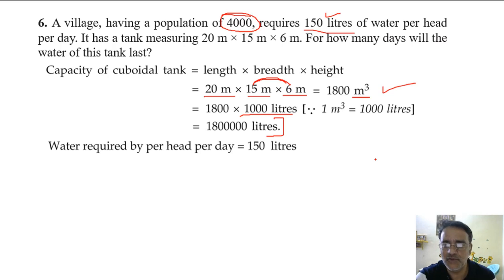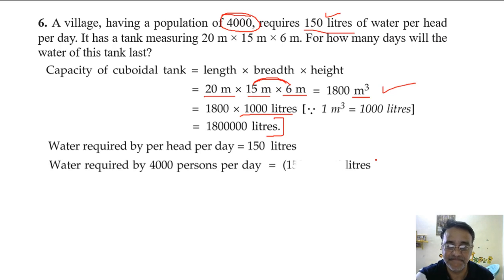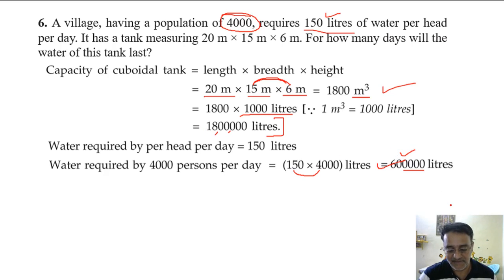Okay, so 4000 people are there, so 4000 into 150. So how much are we getting? 15 into 4 is 60, after that add the 40, right? 6 lakh liters, and here 18 lakhs came. So the tank is of 18 lakhs and the volume required for one day is 6 lakhs. How many days? 3 days.